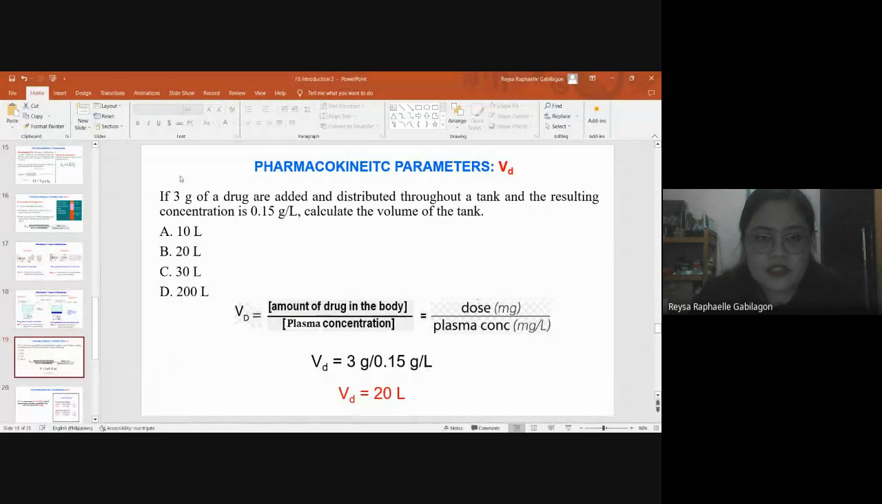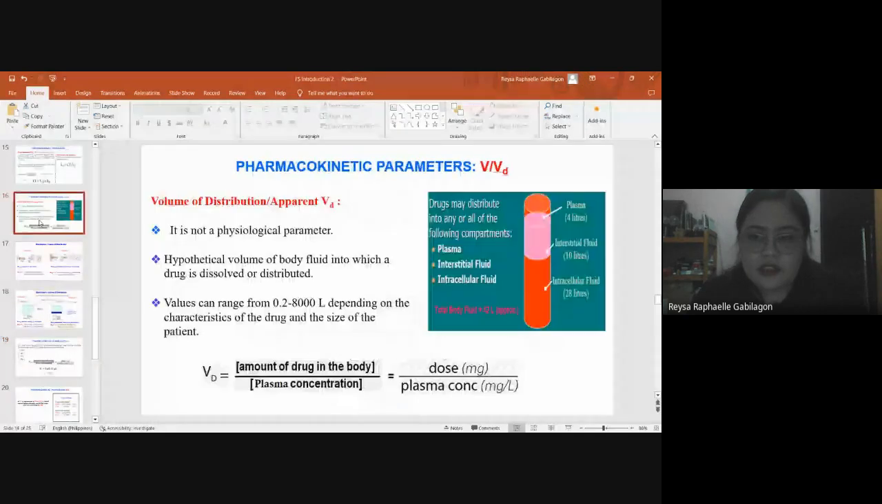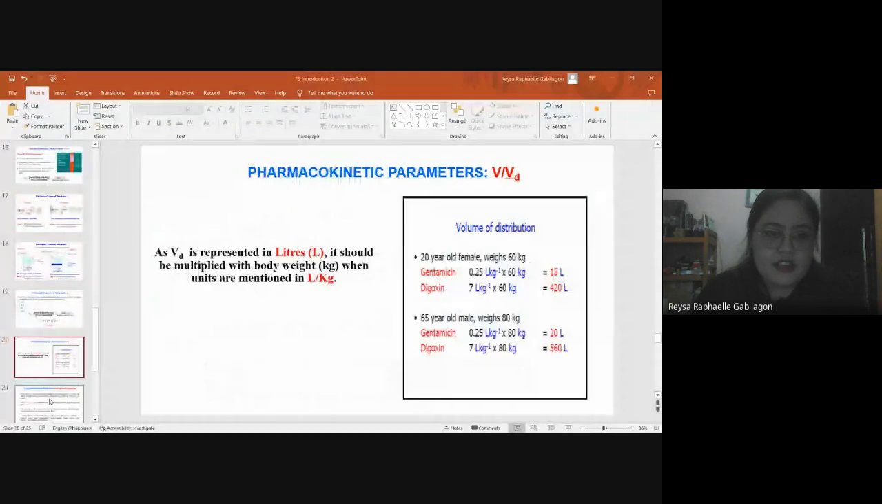So this is the dose here and this is the plasma concentration. So 3 grams divided by 0.15 grams per liter, the volume of distribution is 20 liters. And if you're going to look at that, most likely, kung 20 liters siya sa body, nasa intracellular fluid na siya. Okay? So another parameter here, this is still the volume of distribution.